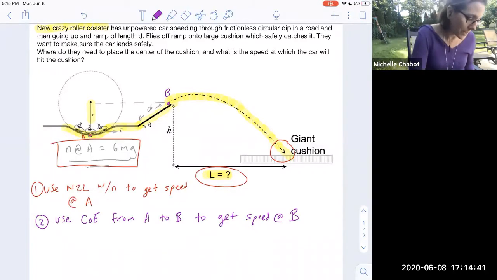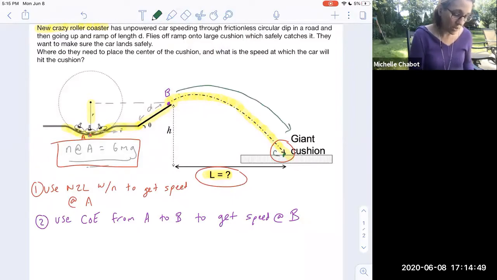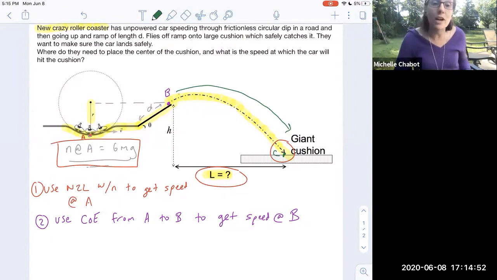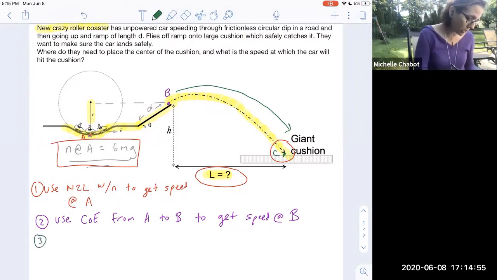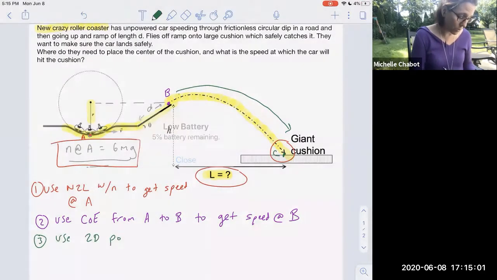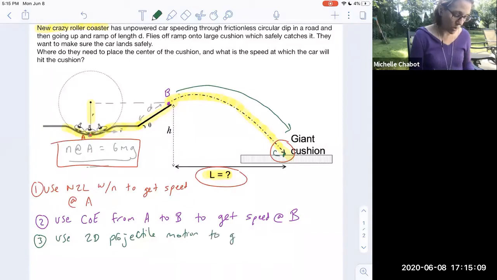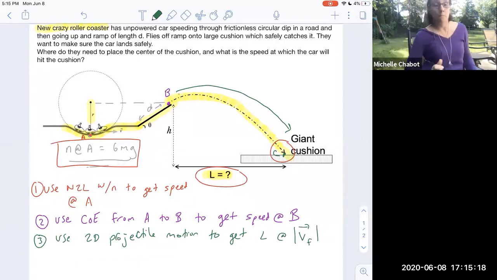Then from point B to where it hits, which I'll call point C, this portion is going to be just our standard 2D projectile motion, and it's an angled launch. So I'm going to say use 2D constant acceleration. Another way to talk about that would be projectile motion. And there we're going to get both L and the magnitude of the final velocity vector, which is what speed is. All right, so let's go ahead and work through this.